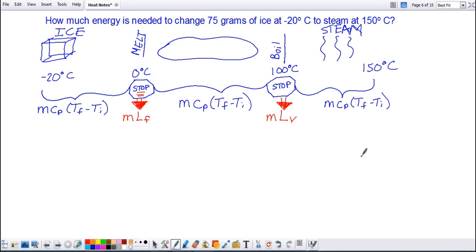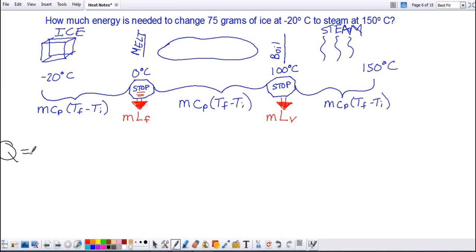All of these are happening. We have to add this heat to get it to go up to 0. Then we have to add the heat to make it melt. Then we have to add the heat to raise the temperature. Add more heat to boil it. Add more heat to raise the temperature. So we're adding up all of this heat. And remember, heat is the letter Q.